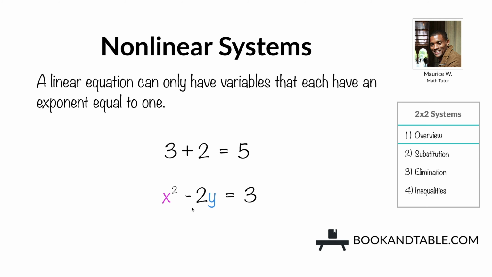x squared minus 2y is equal to 3. Here, our variable x has an exponent of 2, so this is not a linear system either. So throughout this chapter, our x's and y's will only have an exponent equal to 1.